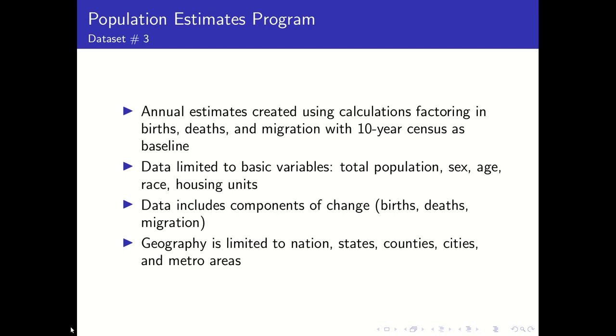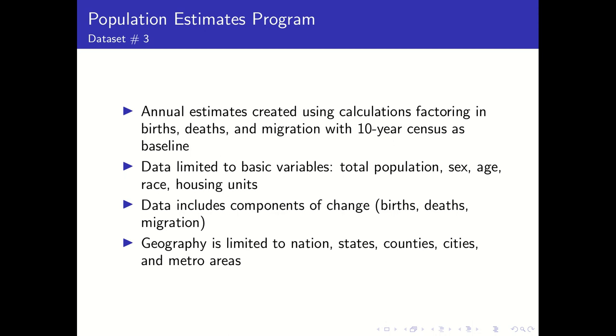The third data set is one that doesn't get as much attention, I think. I'll just mention it in passing. The Population Estimates Program. These are annual estimates that are created using calculations that look at births, deaths, and migration with the 10-year census as a baseline. So instead of being a count or a sample survey, the Population Estimates Program uses administrative statistics and vital statistics about births, deaths, and movement to figure out how many people there are in each year.